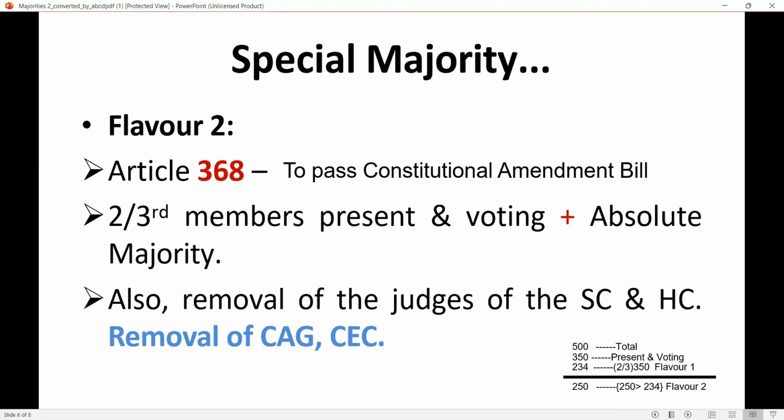For example, if the total number of MPs in the house is 500 and 350 is the number who are present and are going to vote, so 2/3 of this will come out to be only 234. But since the absolute majority is 250, then 250 will be counted as the majority, and 251, that is 250 plus 1 number of votes, will be required to pass that bill. This kind of majority is used to pass a constitutional amendment bill, and also in the removal of the judges of the Supreme Court and High Court, also in the removal of CAG and Chief Election Commissioner.